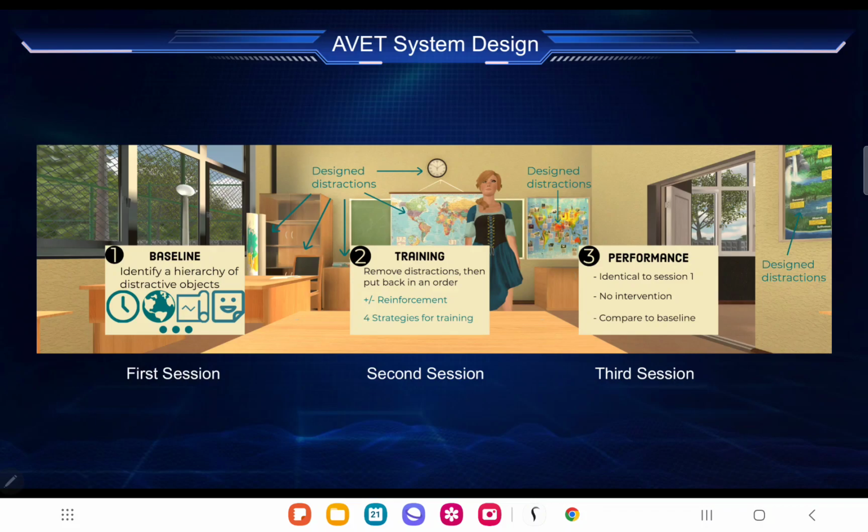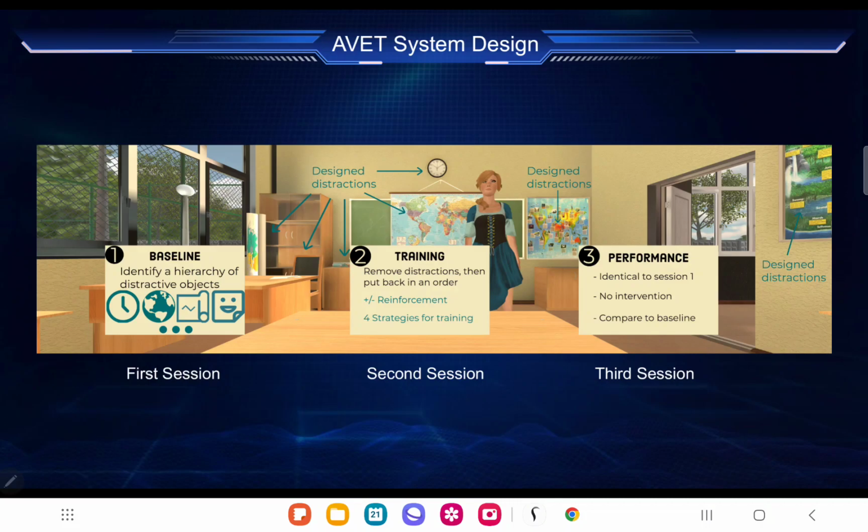System. So the main idea of this system is we are trying to use a prolonged exposure therapy in virtual reality to help kids with attention issues to get attention training in virtual reality. So the algorithm is like this.